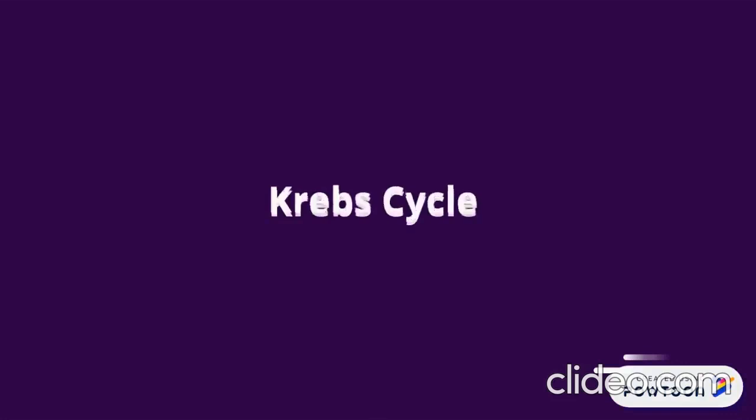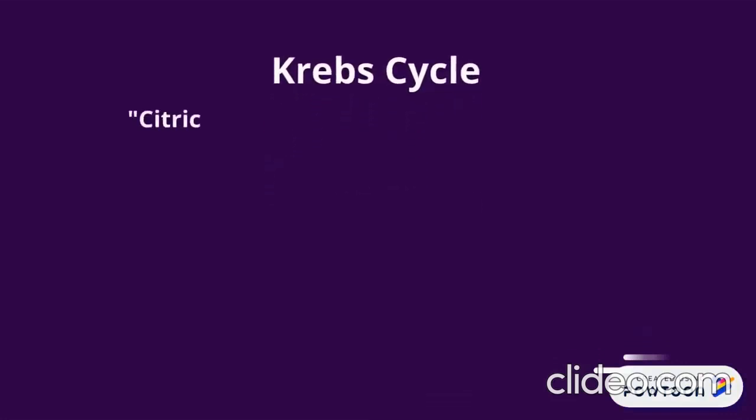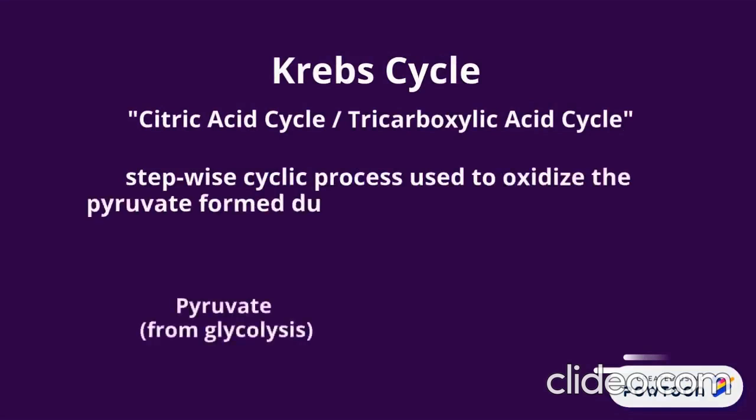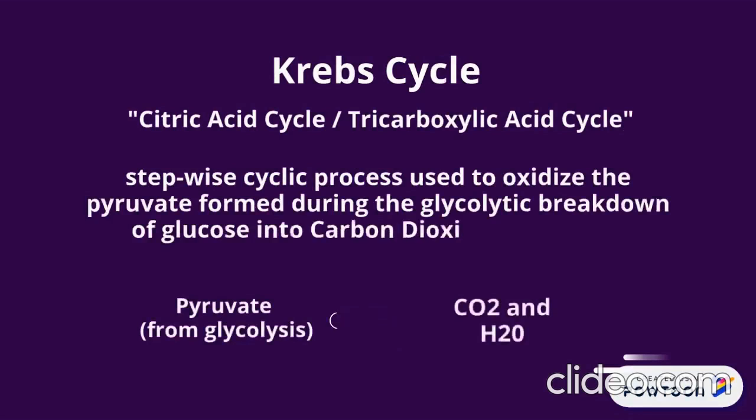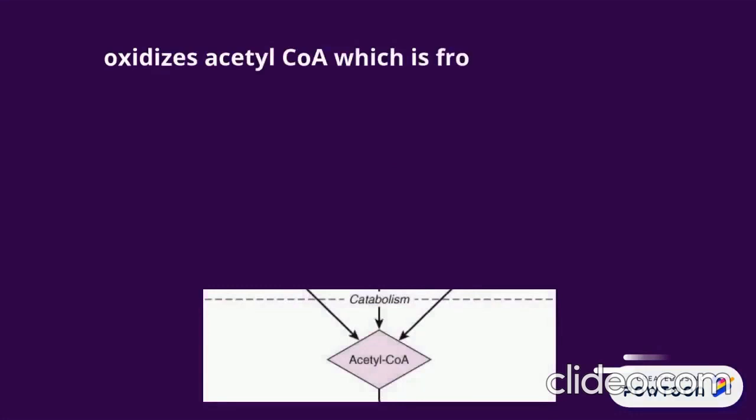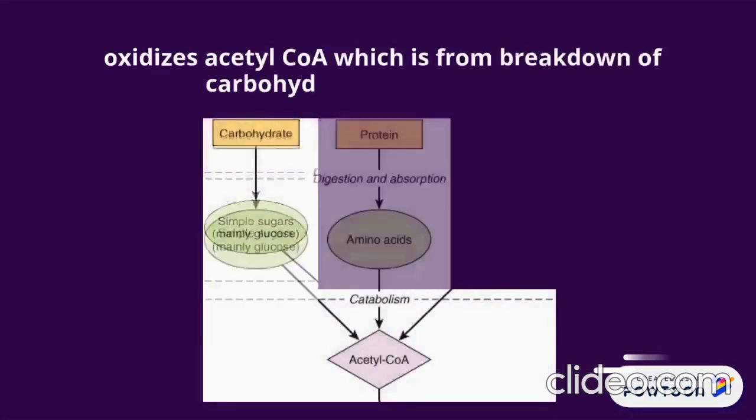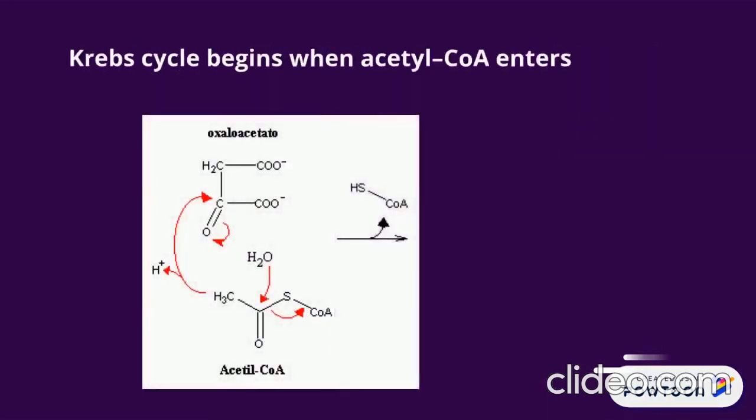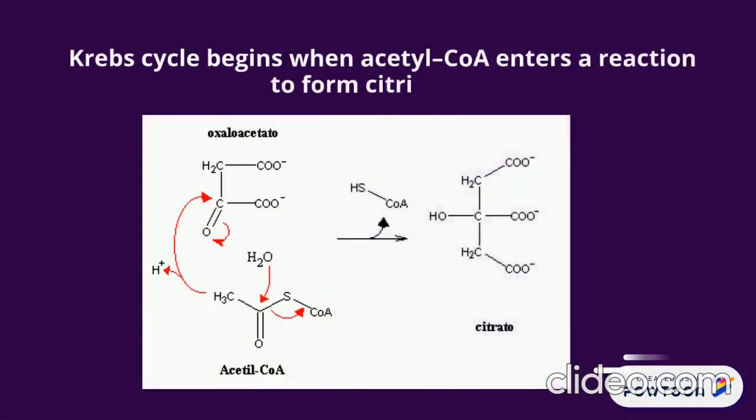Krebs cycle. The Krebs cycle, also known as the citric acid cycle or tricarboxylic acid cycle, is a stepwise cyclic process which is used to oxidize the pyruvate formed during the glycolytic breakdown of glucose into carbon dioxide and water. It also oxidizes acetyl-CoA, which arises from the breakdown of carbohydrate, lipid, and protein. The actual Krebs cycle begins when acetyl-CoA enters into a reaction to form citric acid.